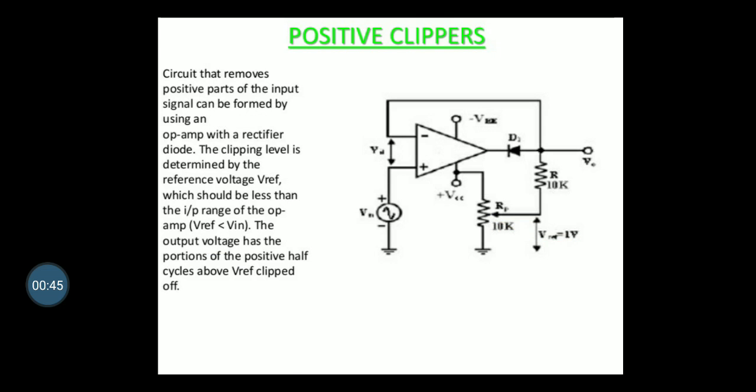Positive clippers. Let us look into the diagram of the positive clipper. Here the diode plays the main role. In both the positive clipper and the negative clipper, we use the op-amp 741. A circuit that removes the positive part of the input signal can be used as a positive clipper. Here the voltage V reference should be less than the input range of the op-amp. Thus the circuit has only the positive portions of the positive half cycle above V reference clipped off.